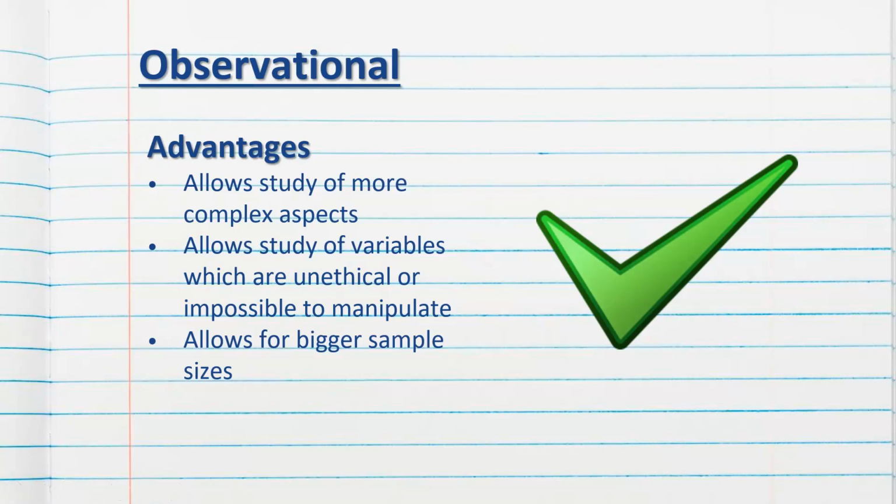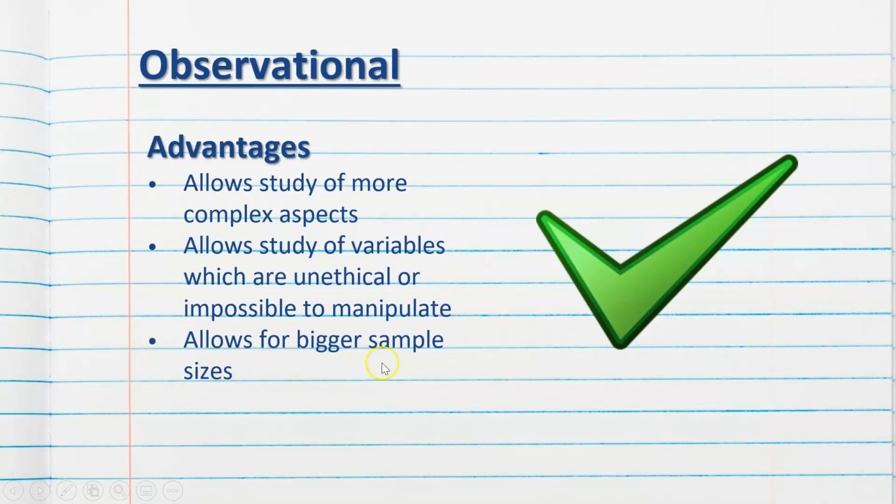So if we still wanted to, for example, study violent video games and their impact on children, we would find children who already play violent video games. So we're not manipulating that variable. It's pre-existing to us. So we would find kids who already do that and observe their results. That would be a far more ethical way to go about that research.